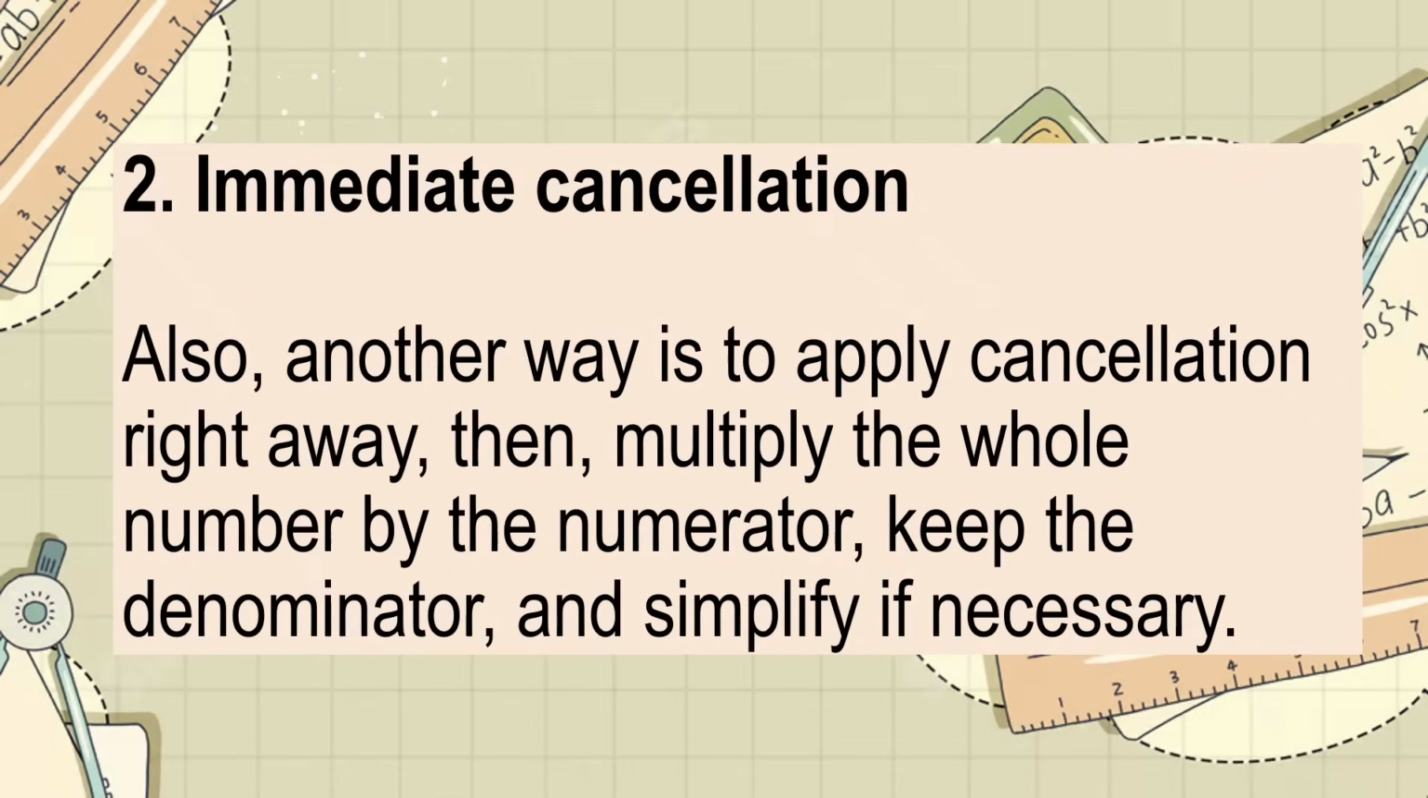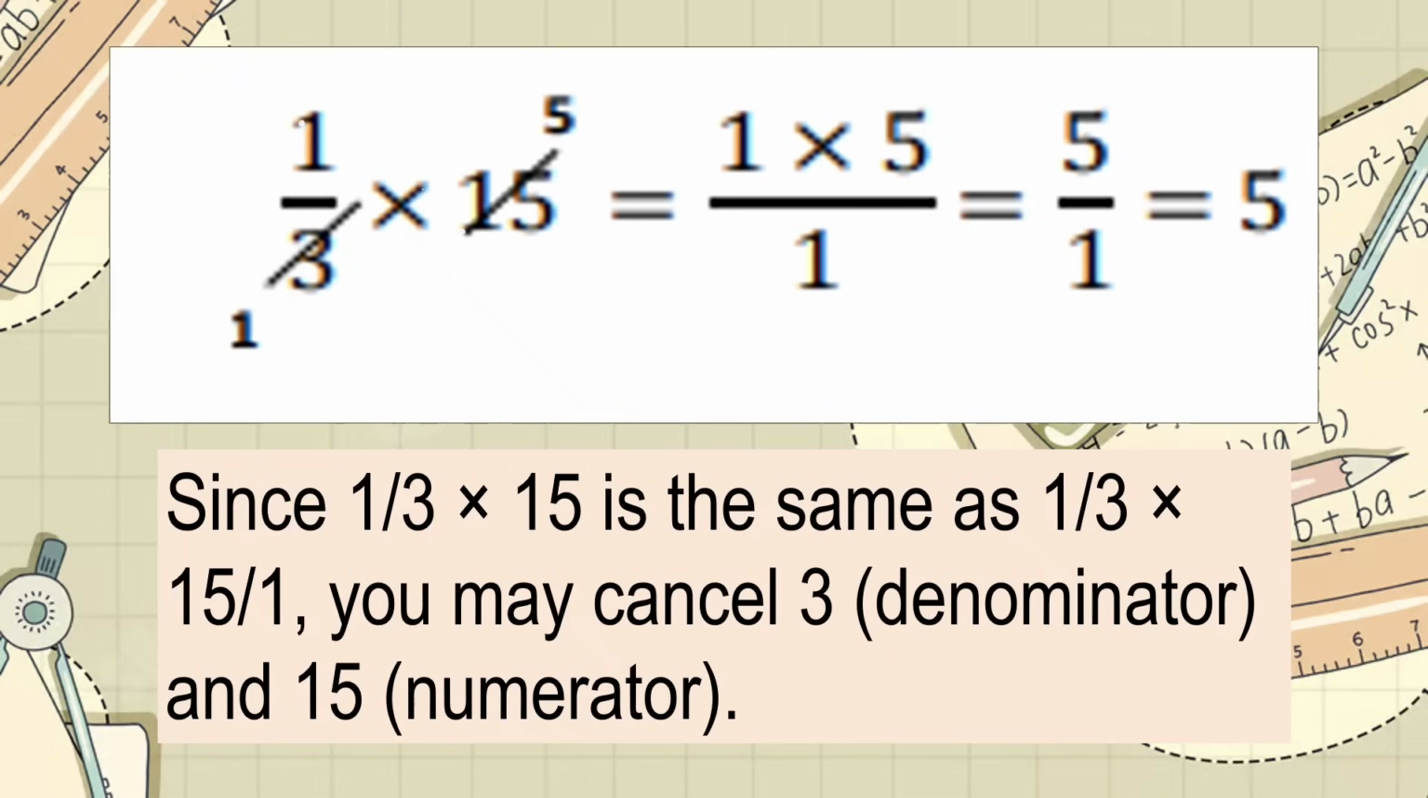So number 2, immediate cancellation. Another way is to apply cancellation right away. Then multiply the whole number by the numerator and keep the denominator, and simplify if necessary. Since 1/3 times 15 is the same as 1/3 times 15 over 1, you may cancel 3, the denominator, and 15, the numerator, and then proceed to multiplying the numerators and the denominators. So 1 times 5 is 5 over 1, and 5 divided by 1 is 5.